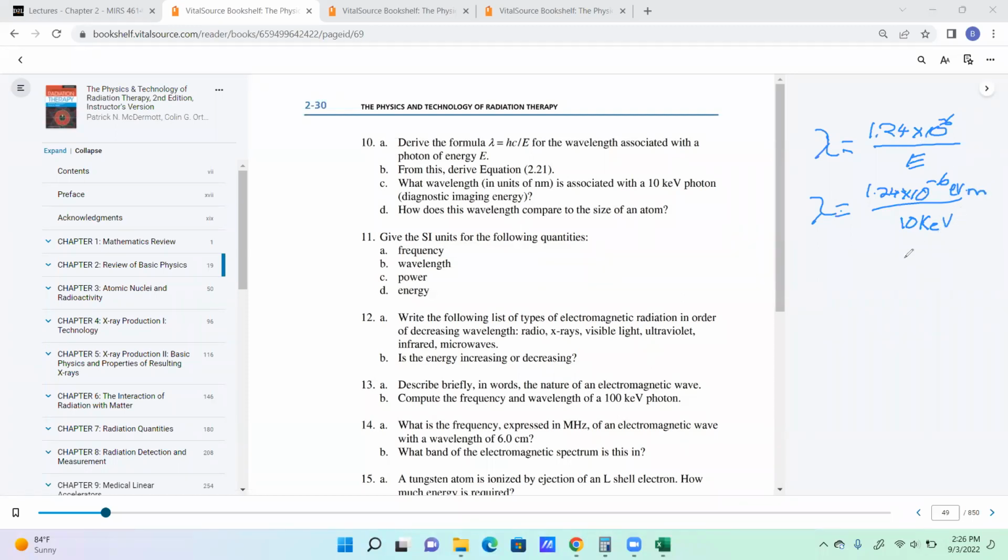So we need to change this to EV in order to be able to get the correct comparison. So we've got this is equal again to 1.24 times 10 to the minus 6th EV meters. And then on the bottom we have 10,000.